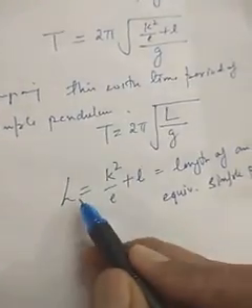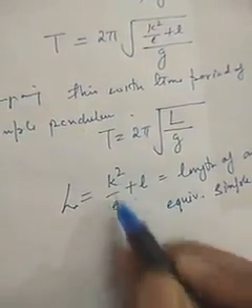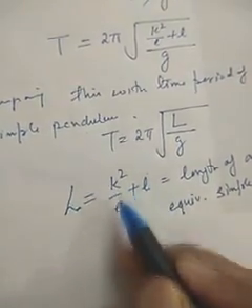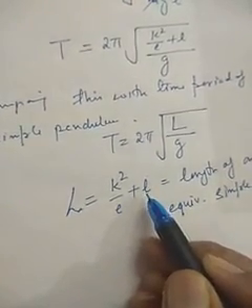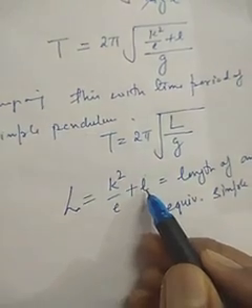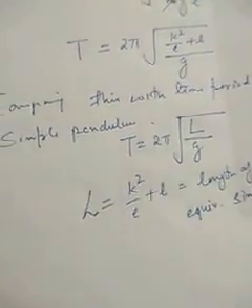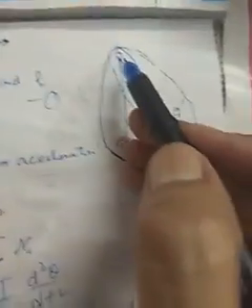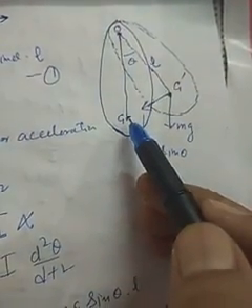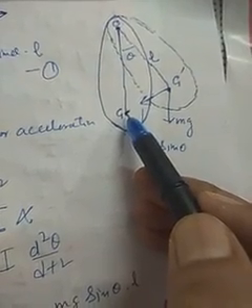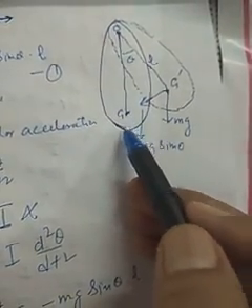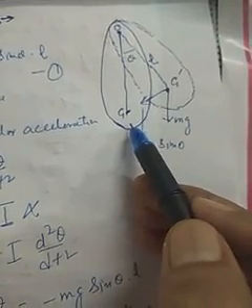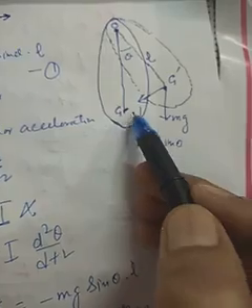Now this length capital L is actually l plus k square upon l, and this small l is the distance of the center of gravity from the point of suspension, from the point of suspension to the center of gravity G. So that means capital L is a bit greater than this, greater by an amount k square upon l.